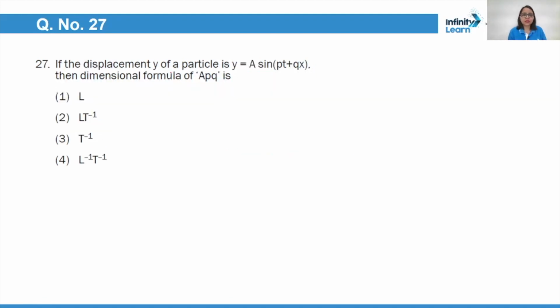Question number 27. The displacement of a particle is given as A sine pt plus qx. Then dimensional formula of A, P, Q. So A should be equal to meter. So it is L. Net angle in sine should be dimensionless. So P should have dimensional formula of time inverse and Q should have dimensional formula of L inverse. So it should be T inverse only, which is option 3.